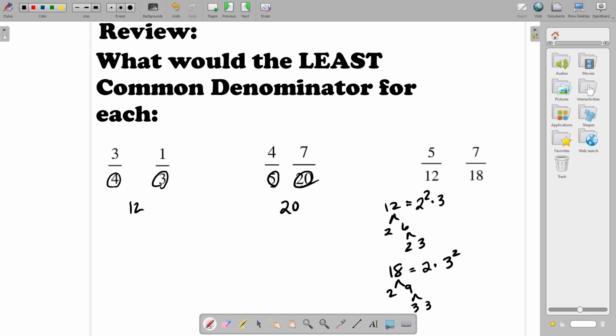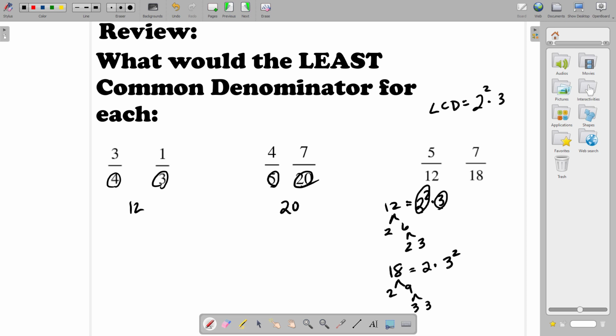Another way of thinking about the least common denominator is looking at the factors of each denominator and making sure that all of the factors from each denominator are in the common denominator. So if I start with 12, I need 2 squared and 3. So I know that my least common denominator is going to at least have 2 squared times 3 in it. Then we go to 18. We need a 2, but we already have a 2.